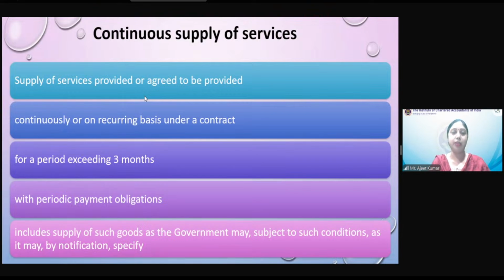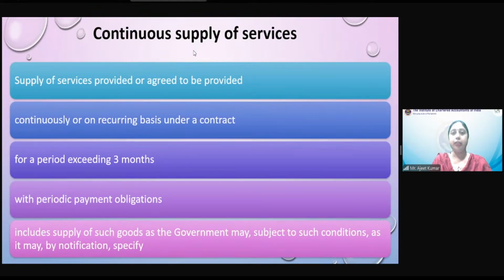The NHAI circular says that if NHAI has an agreement for construction of a road with a concessionaire, and it is a hybrid model, where public-private partnership is there, the government, NHAI, has given a contract to a private concessionaire to construct a road and also to operate and maintain it. In that case, how will the time of supply be determined?